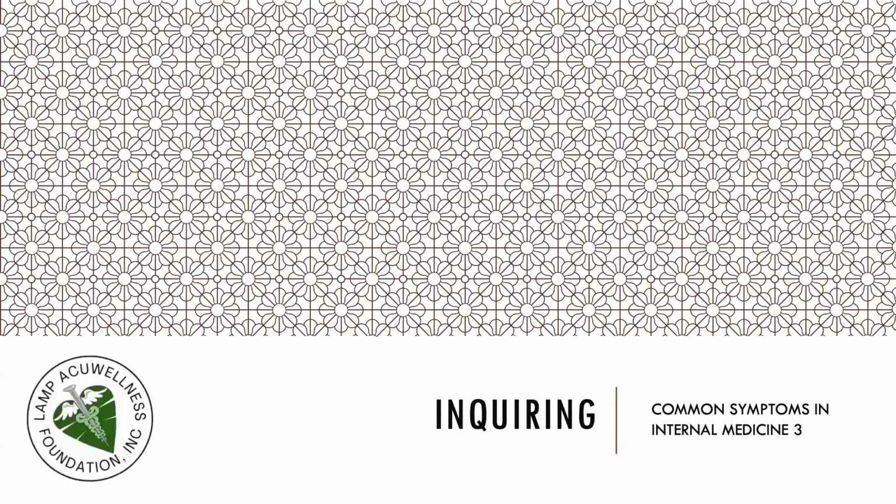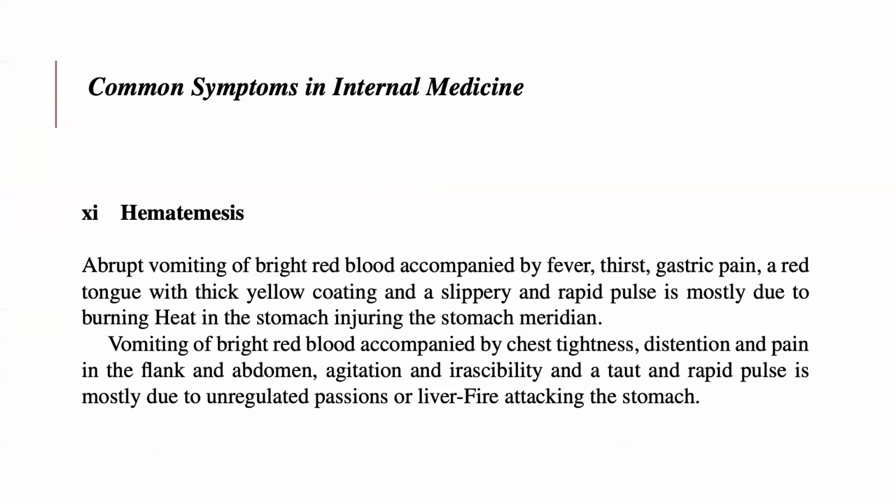Let's now go to inquiring. Let's discuss common symptoms in internal medicine, part 3. Common symptoms in internal medicine. Hematemesis, an abrupt vomiting of bright red blood accompanied by fever, thirst, gastric pain, a red tongue with thick yellow coating, and a slippery and rapid pulse is mostly due to burning heat in the stomach, injuring the stomach meridian.